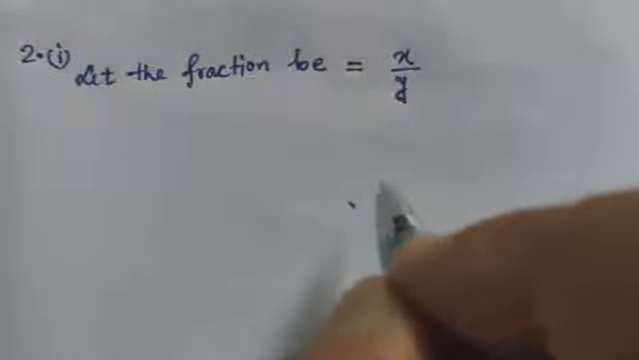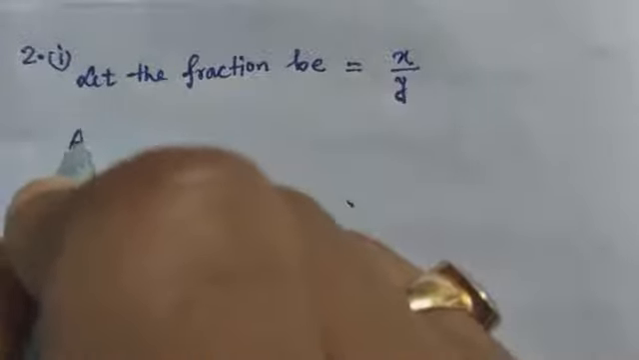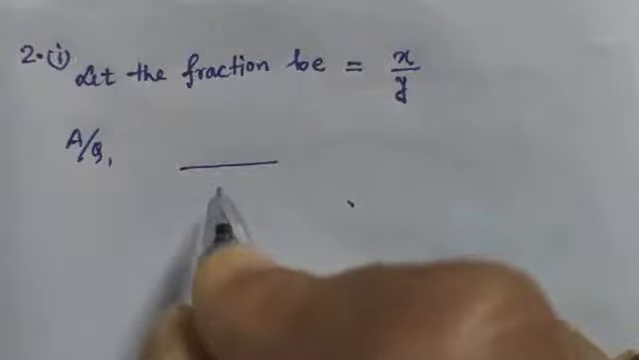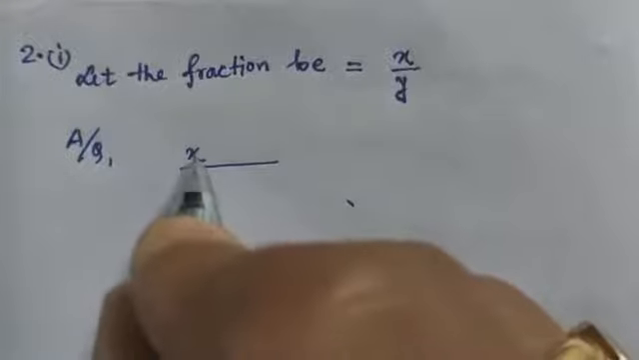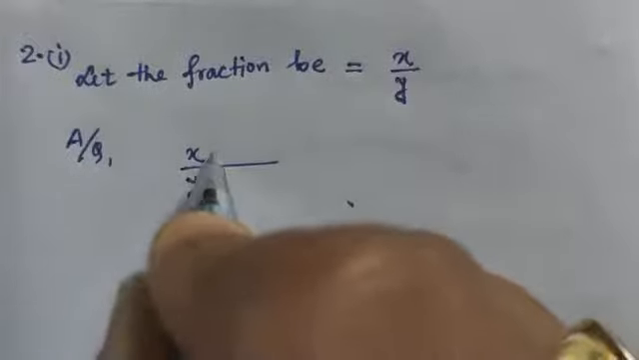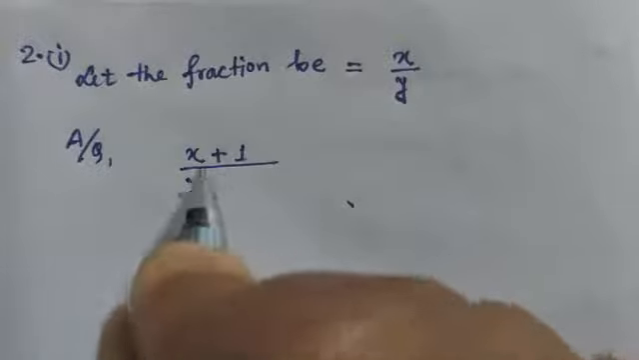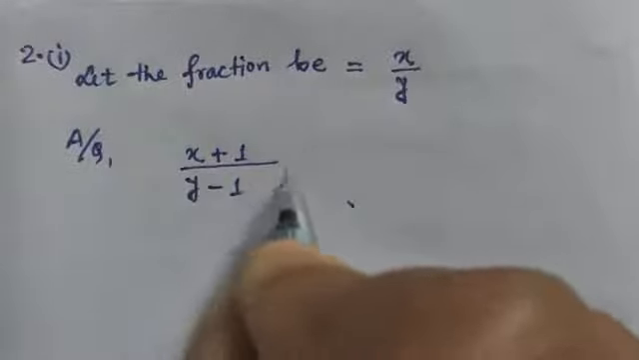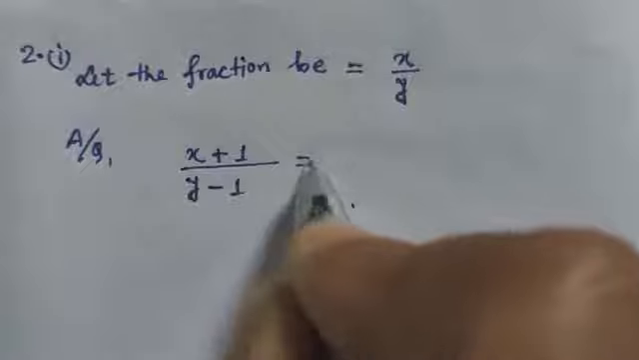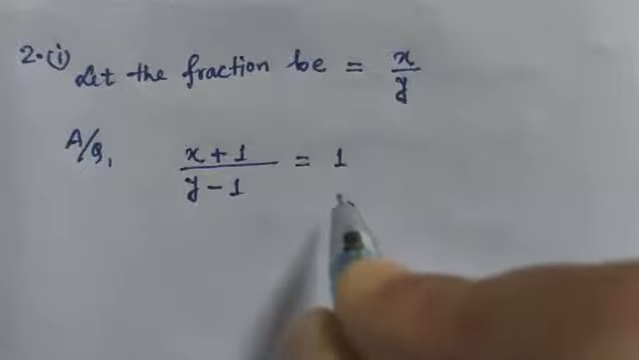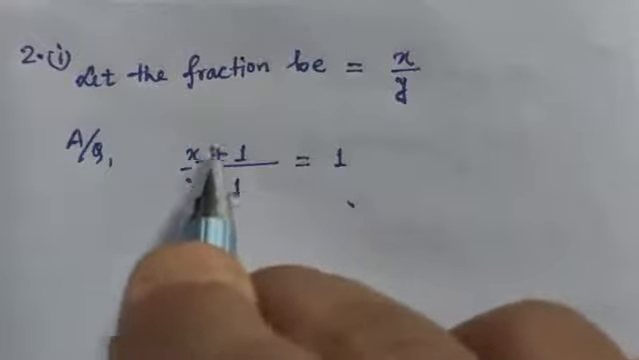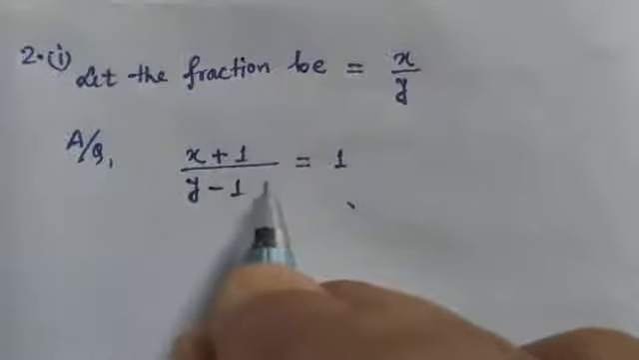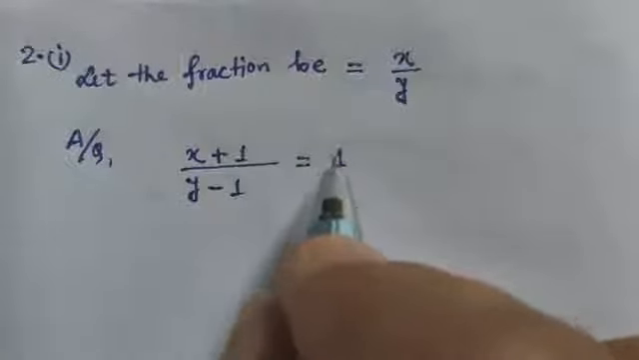Okay. Now what does the condition tell us? According to the first condition, we are told that when we add 1 to the numerator, this fraction x by y has numerator x and denominator y, we need to add 1 to the numerator. If we add 1 to the numerator and subtract 1 from the denominator, then the fraction reduces to 1, the fraction would become 1. So this is the first condition. If you add 1 to the numerator and subtract 1 from the denominator, then the fraction would become 1.